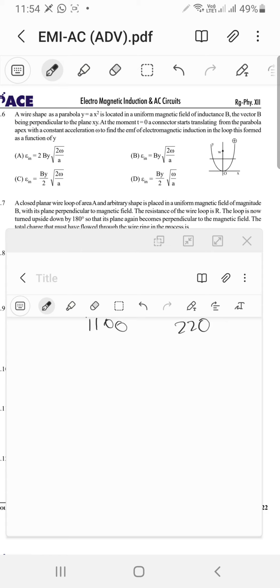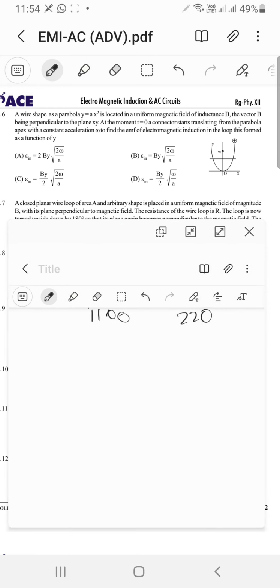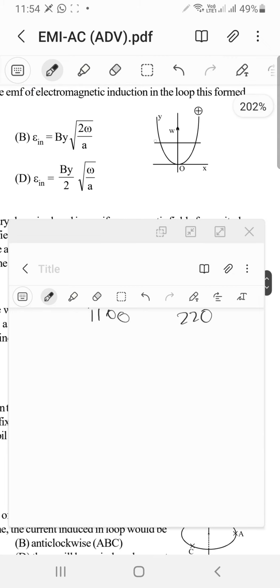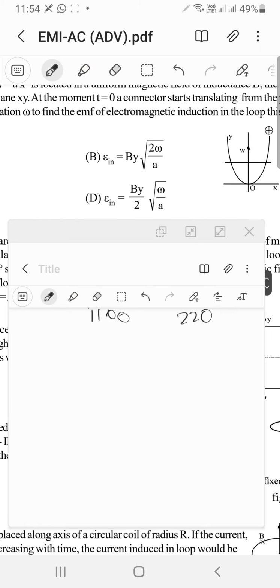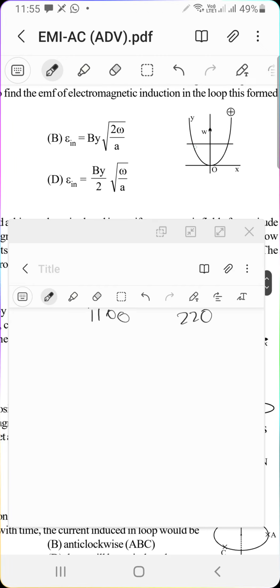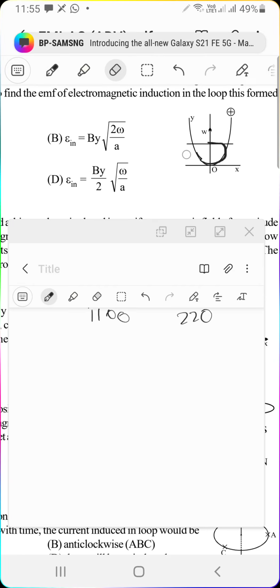Perpendicular. Okay, that's nice. It's not rotating or anything. At moment t equal to 0, it starts translating from the parabola apex with a constant acceleration. So omega is the acceleration. To find the EMF of the electromagnetic induction in the loop thus formed as a function of y. So it's probably saying, okay, fine, if this is moving in that direction and there's flux that's changing, the magnetic field is going in this plane, then just find the EMF induced in the loop, and I suppose it means this loop. Okay, cool.